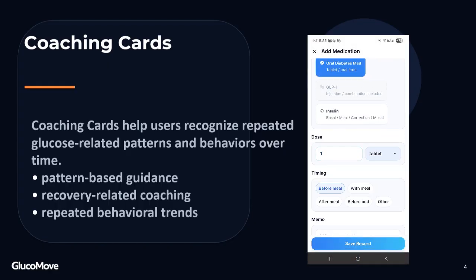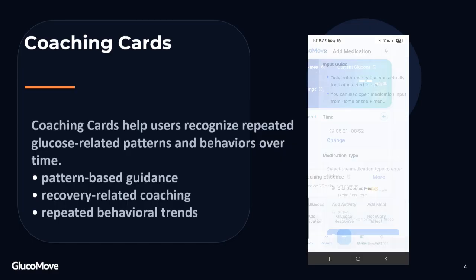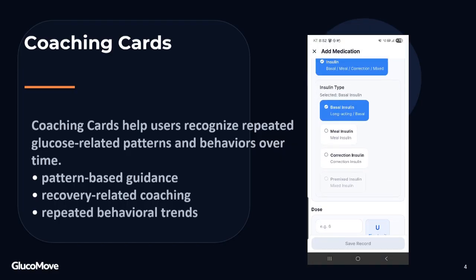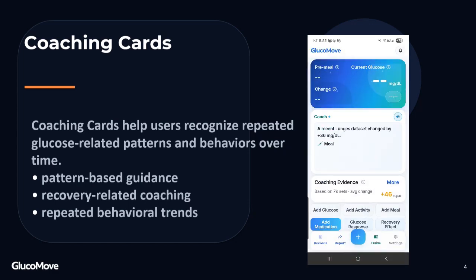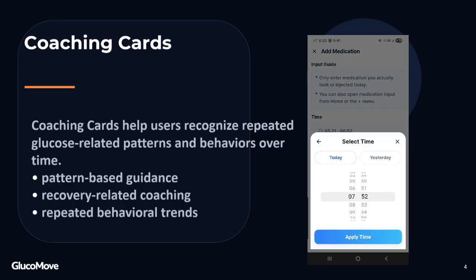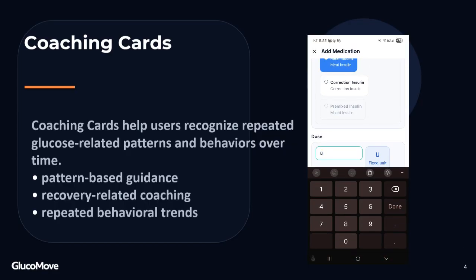In the Settings section, users can also enable medication reminders and configure reminder times. When medication reminders are active, icons for different medication types will appear inside the coaching cards at scheduled times. Once the medication is recorded, the corresponding reminder icon automatically disappears. Because reminders only appear during configured time windows, they can provide practical support without creating unnecessary interruptions.